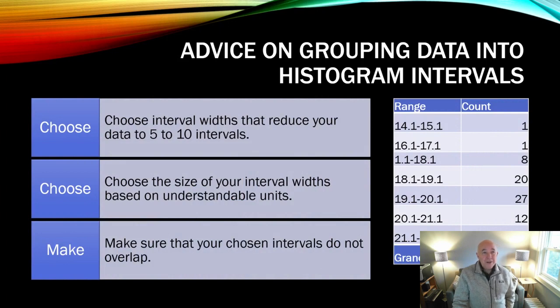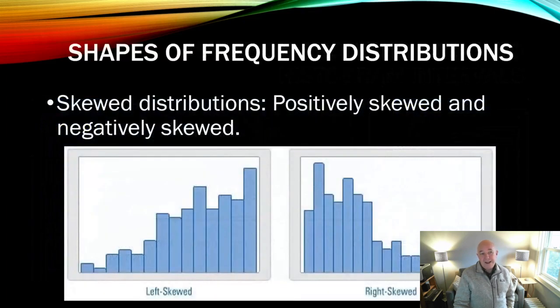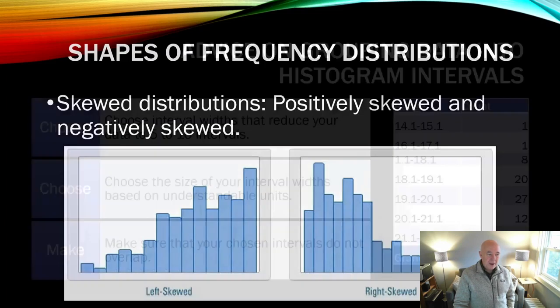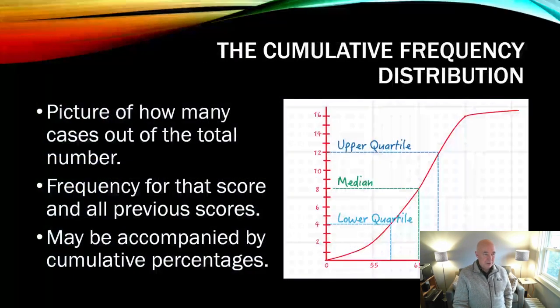When you group your histograms, you want to group them into intervals that make some sense. You want somewhere between 5 to 10 intervals in your histogram. And you can think about the size of your interval width. That's probably a nice histogram. It's got more than 5, but it gives you the shape of the data. You want to give the shape of the data without going into too much detail.